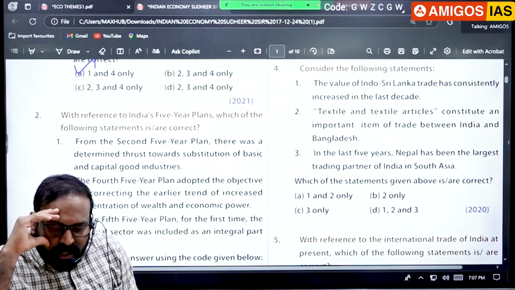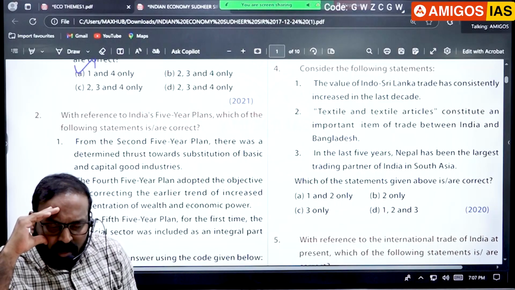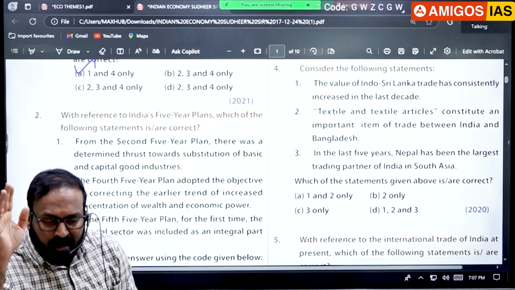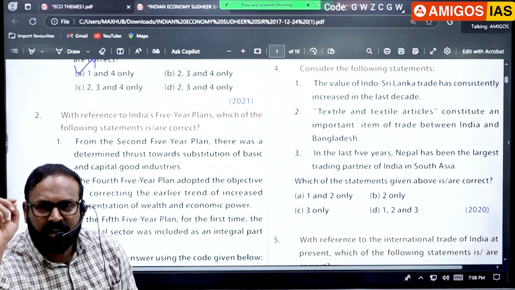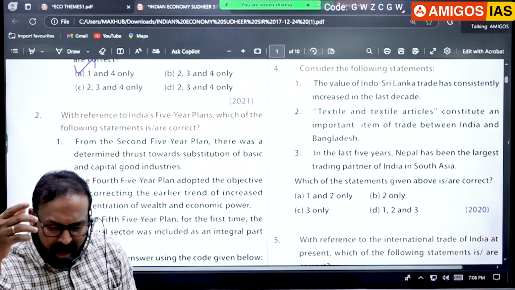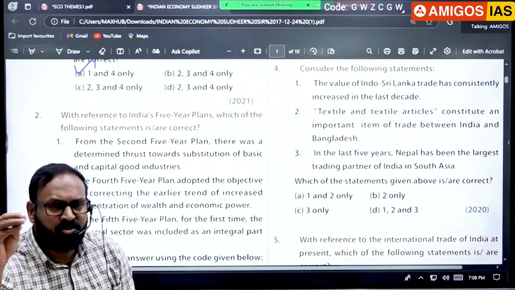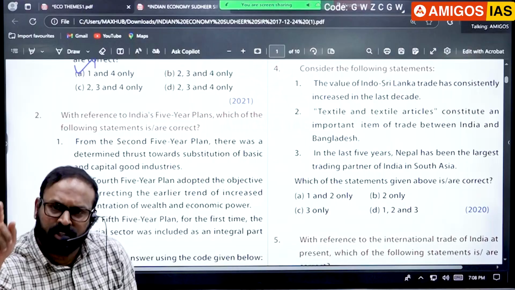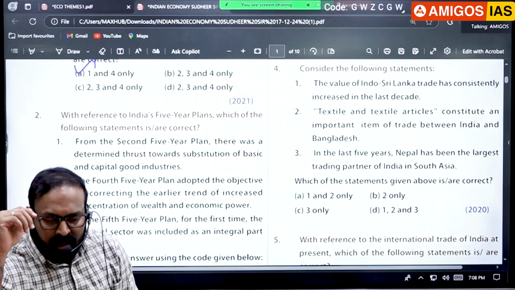With reference to international trade of India at present, look at the following statements. Very interesting. It was given in 2020. I still remember in the key I had given the answer as 1 and 3. That option is not available. Some of the students had argued with me. I said UPSC will drop this question. UPSC dropped this in 2020. Why? Let us look at it.